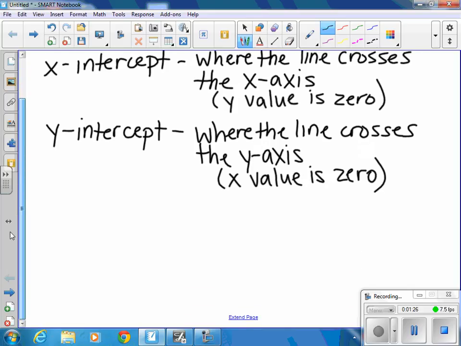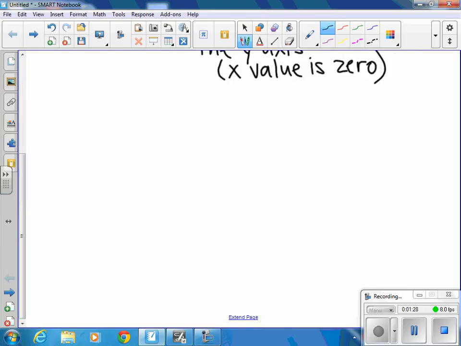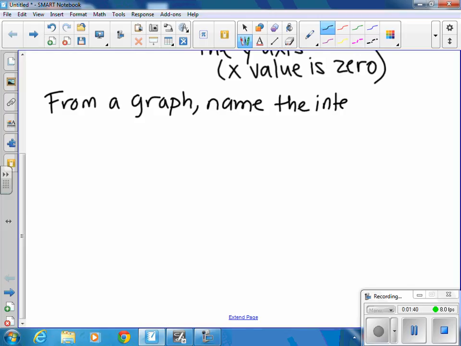or numbers. All right, so you're going to have to do two different things with this. The first thing you're going to have to do is, from a graph, name the intercepts. And when it says intercepts plural, that means that it's automatically both the X and the Y. Okay, so I'm going to take a second and sketch a picture of a graph, and I need you to do the same thing on your paper, and then we'll talk about identifying where the X and Y intercepts are.